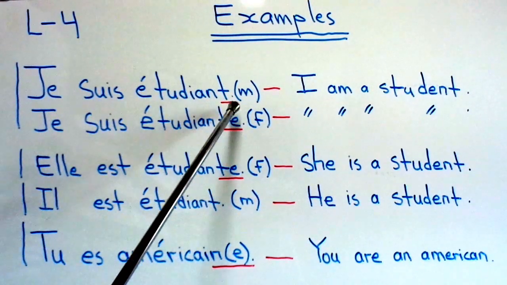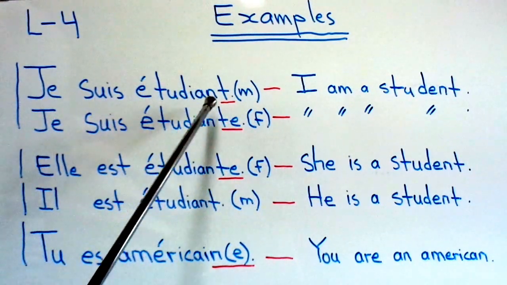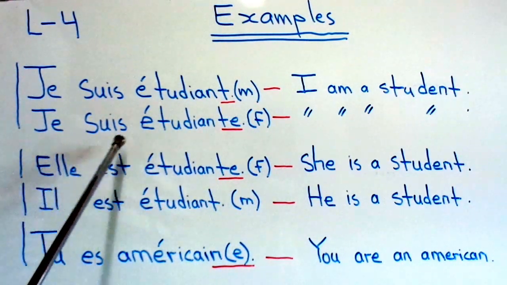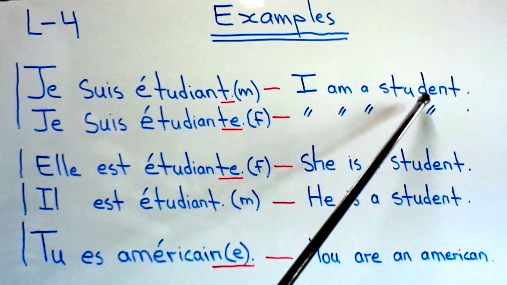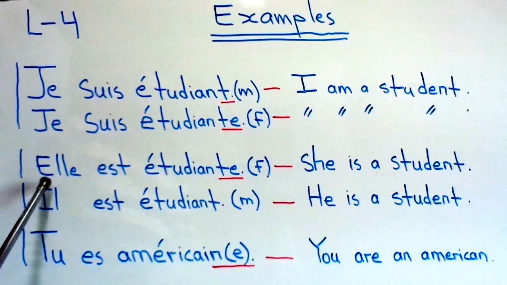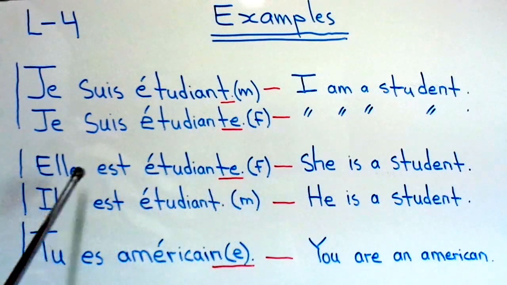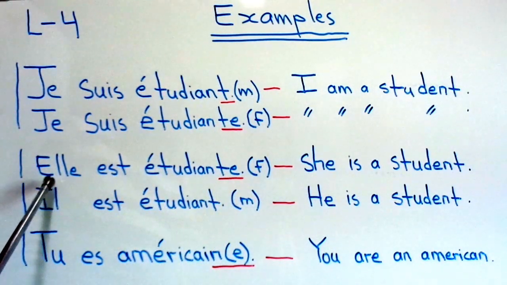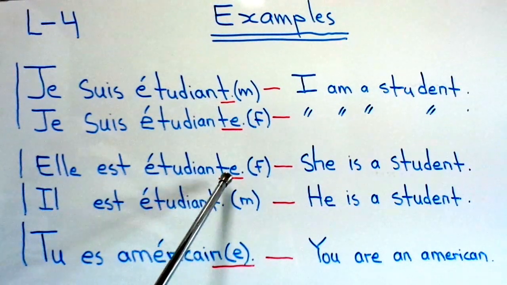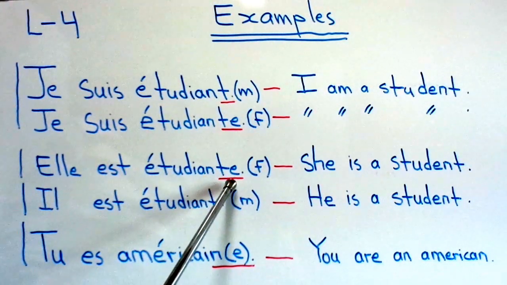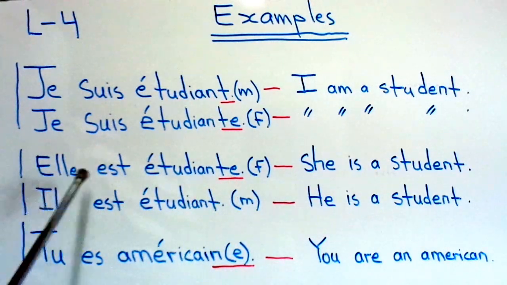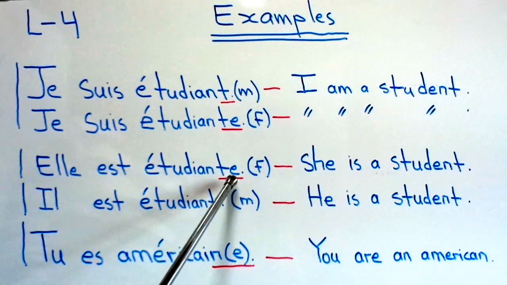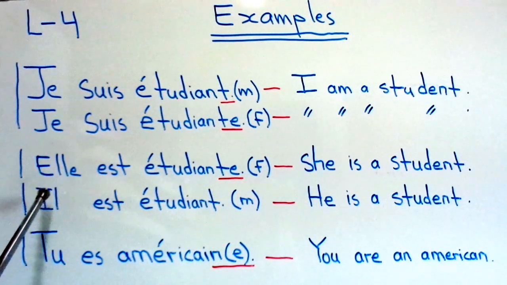Je suis étudiant, when the subject is male. Je suis étudiante when the subject is female. I am a student. Elle est étudiante. The subject here is a female. So the noun or adjective should agree, the ending of the noun or the adjective should agree with the subject. We add an E usually at the end of this noun or adjective to make it agree with the subject.